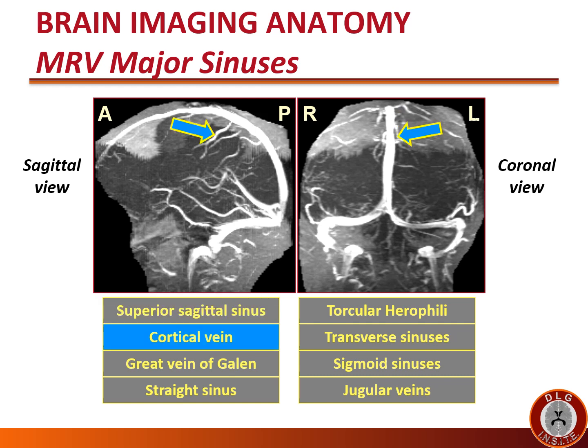The blue arrow points to a cortical vein. Cortical veins in the cerebral hemispheres drain into the superior sagittal sinus.